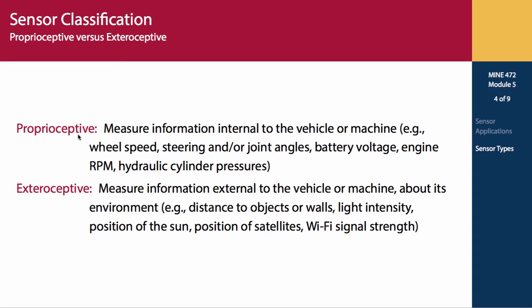In contrast to exteroceptive sensors. These are the ones that measure information external to the vehicle or the machine, so things about the vehicle's environment. Things like distance to objects or walls. We talked about laser scanners on the previous slide. That would be a sensor that measures, for example, the distance to walls at various angles. The light intensity, so maybe you have a camera that measures the light coming in. Maybe you're outside and you want to measure the position of the sun. Maybe that helps you in some way, or you're doing mining on the moon, and that would help you to navigate. The position of satellites, of course, for GPS, or maybe Wi-Fi signal strength could be used. These are all exteroceptive pieces of information, and so these kinds of sensors we would classify as exteroceptive.